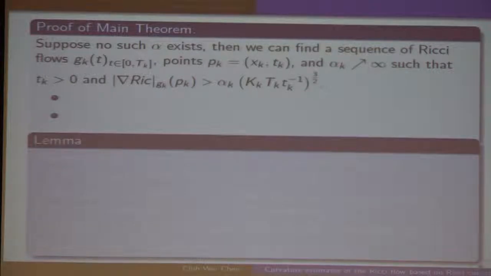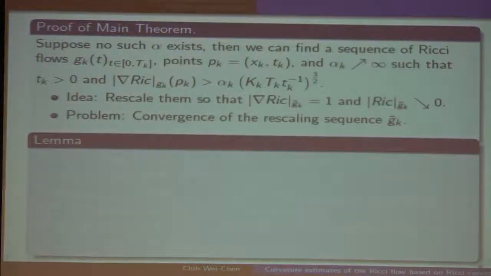Okay, so we have a sequence of Ricci flows, and each Ricci flow has a point (xk, tk) such that the derivative of Ricci is larger than this. So maybe we say it equals alpha k, with alpha k going to infinity. The idea is, okay, we rescale the metric around this point pk, so that the derivative of Ricci becomes 1 for every k.